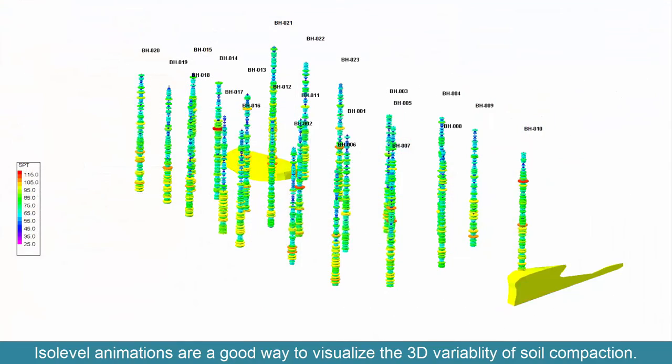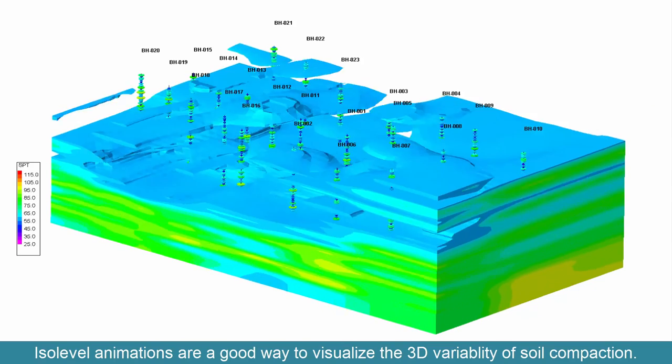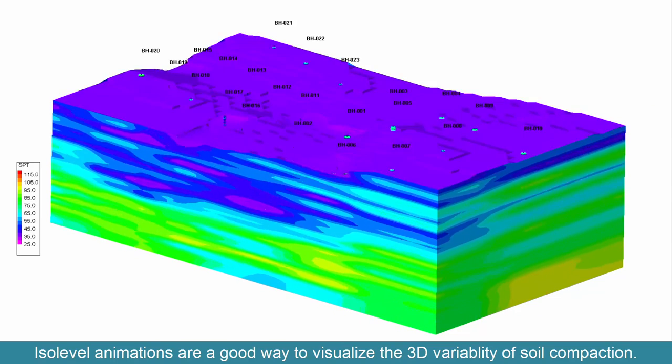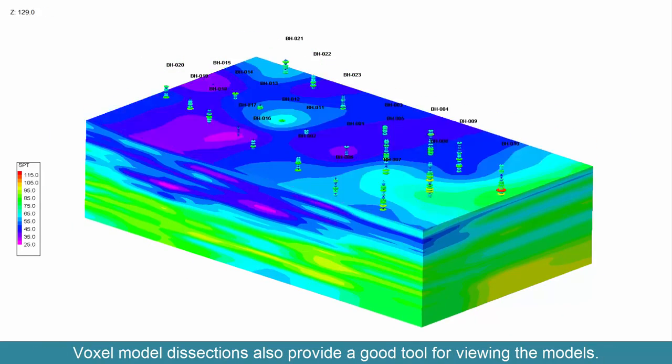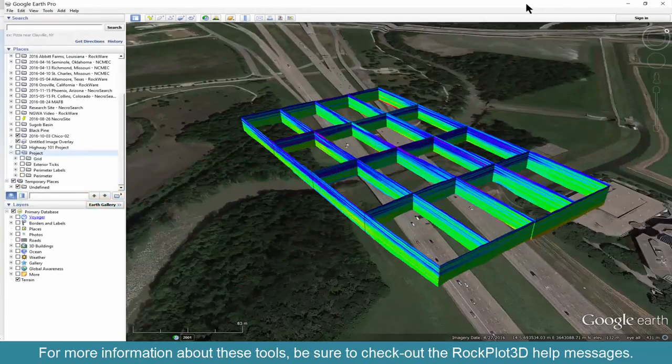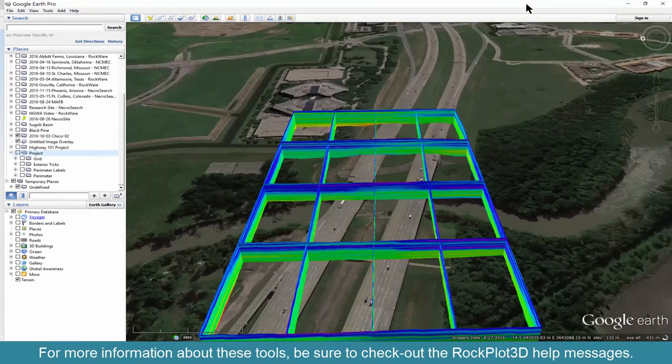There's a lot more that can be done with the SPT block model. ISO-level animations are a good way to visualize the 3D variability of soil compaction. Voxel model dissections also provide a good tool for viewing the models. For more information about these tools, be sure to check out the Rockplot 3D help messages.